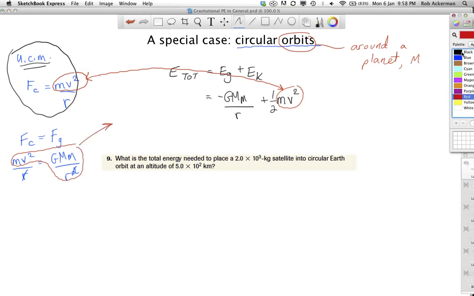And what am I going to get here? From my E total formula, I'll have negative GMm over r plus a half of whatever I sub in for mv squared, which from this is GMm over r. Now, why do I want to do this? You're going to see in a second. What does this give me? Negative GMm over r plus a half of GMm over r. Well, if you have negative 1 of something, and then add a half of that same something, you end up with what? Negative a half of that thing.